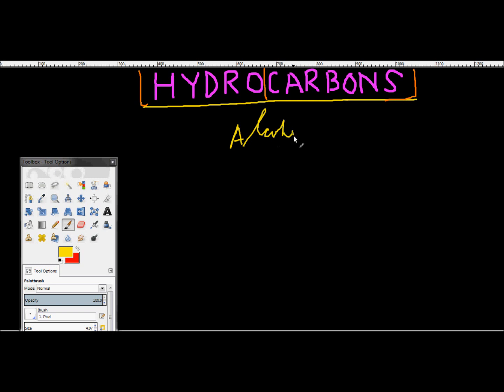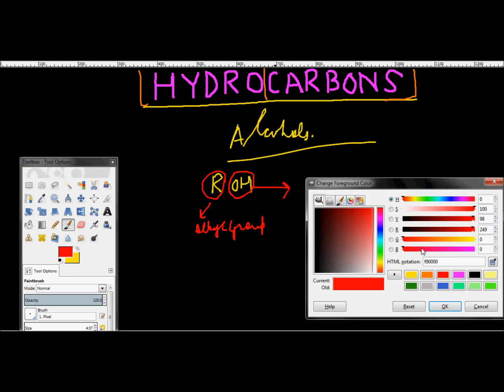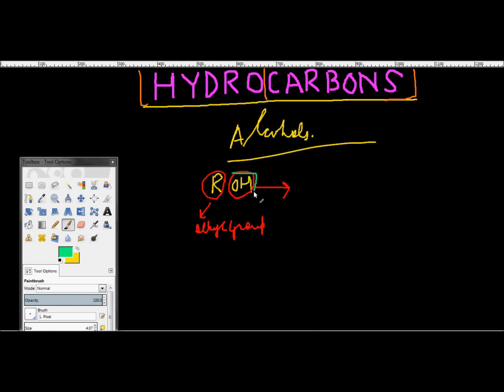Alcohols. Alright guys, so you might have noticed this notation a lot of times. Now guys, what this basically means is that this R is nothing but the alkyl group, as I just discussed last tutorial. This is your alkyl group, and this right here is the OH, which is nothing but the functional group.